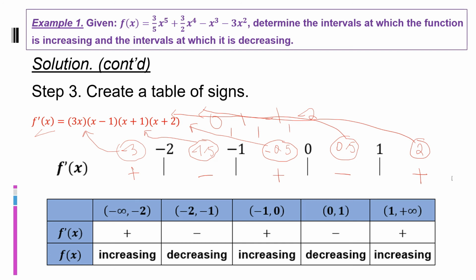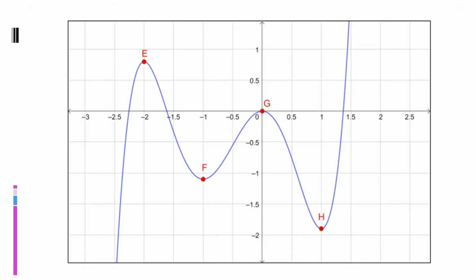So we can check that by graphing the function. Makikita nyo na tama nga tayo. Negative infinity to negative 2, increasing siya. Negative 2 to negative 1, decreasing siya. Negative 1 to 0, increasing siya. 0 to 1, decreasing siya. And 1 to positive infinity, increasing siya.